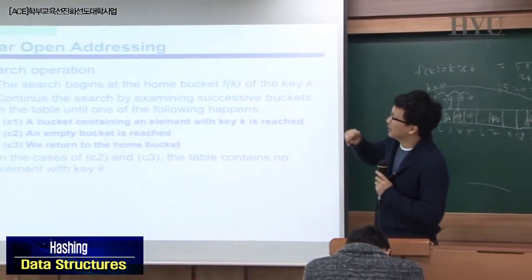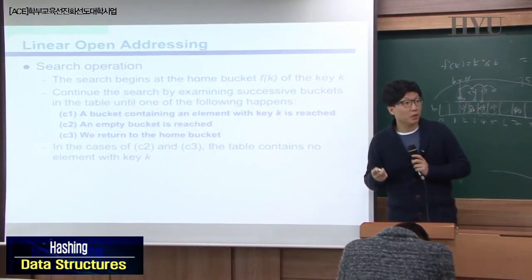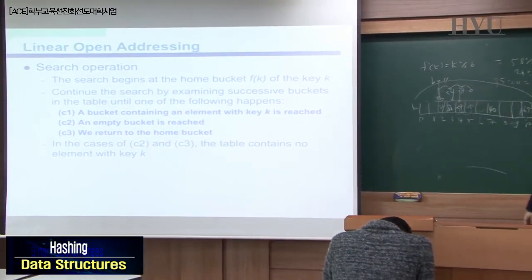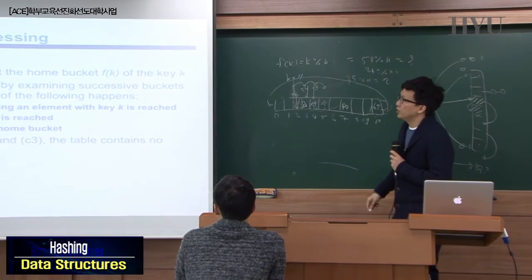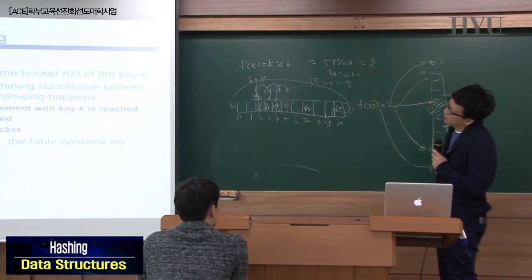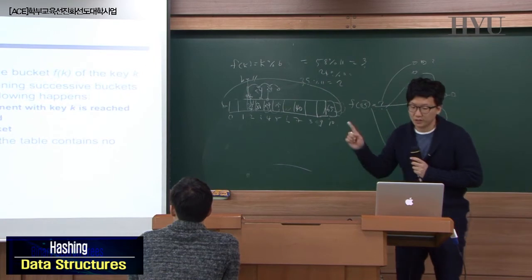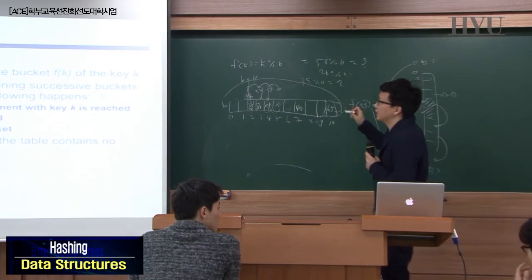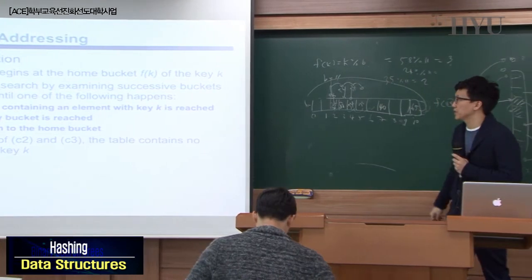So search operation, let's see. When you apply this linear open hashing approach to avoid buffer overflow, search begins at the home bucket for the key. Home bucket for 35 is here. Continue search by examining successive buckets in the table until one of the following conditions happens. This is the way of finding the empty spots.